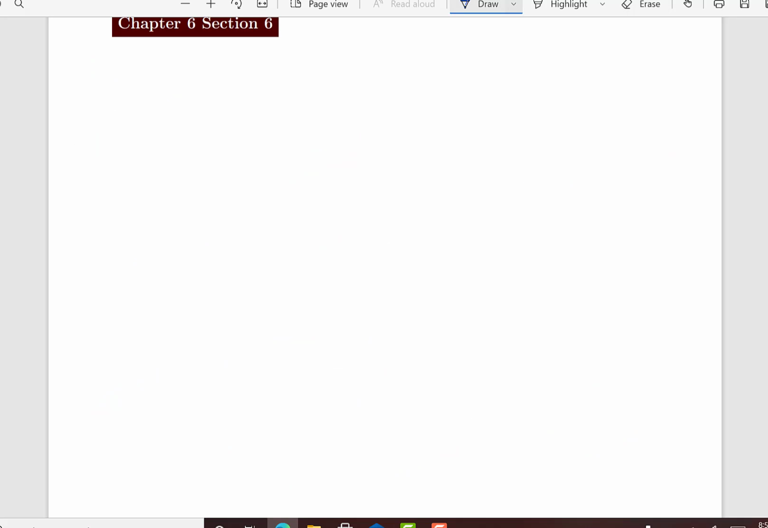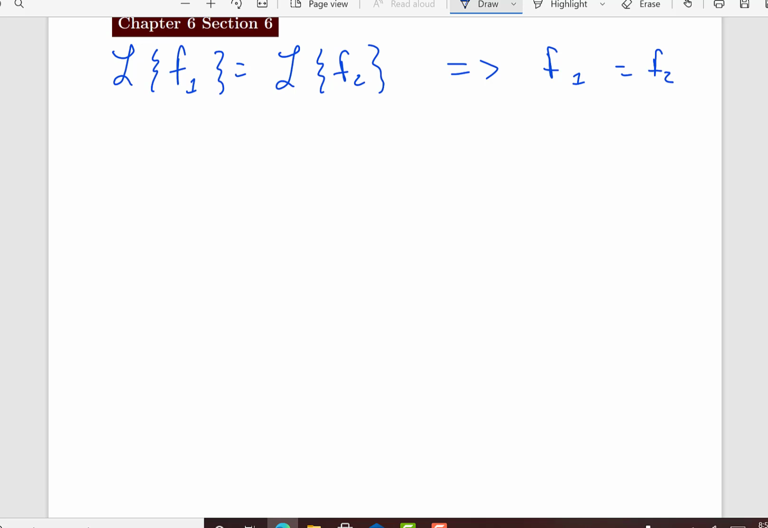Okay, so now I'm going to prove that same thing, but using two facts about the Laplace transform. The first fact is, remember that the Laplace transform is 1-to-1, meaning that if the Laplace transform of f1 is equal to the Laplace transform of f2, this implies that f1 is equal to f2. And of course, if f1 is equal to f2, then this implies that the Laplace transform of f1 is equal to the Laplace transform of f2. Okay, that's the first fact. We already know that fact.